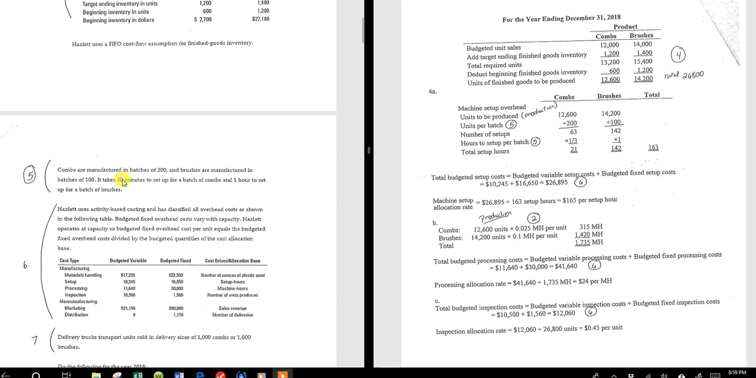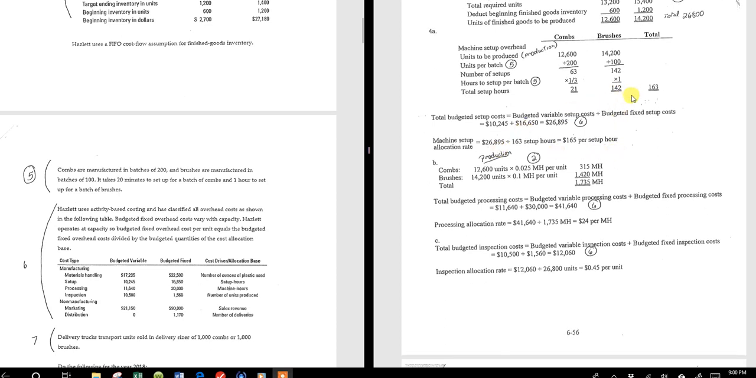And each setup takes 20 minutes, which is a third of an hour, so 20 over 60. That might be a bit easier to remember. 20 over 60 for a portion of an hour. And then I have 21 setup hours, whereas the brushes are manufactured in 100, so I have 142, and it says it takes 1 hour, so I have 142 setup hours. Okay, so my machine allocation rate is 21 plus 142 is 163, so estimated overhead 26,895 divided by estimated setup hours 163 equals $165 per setup.